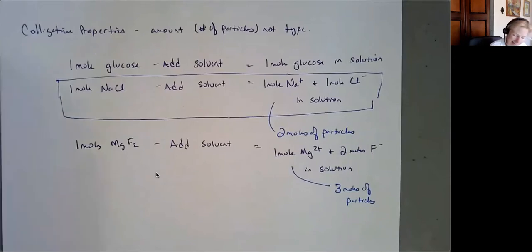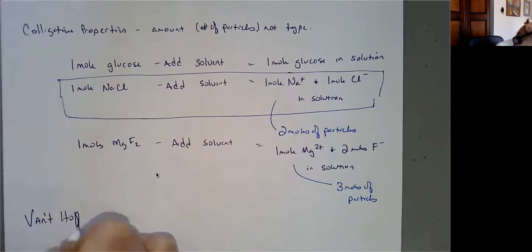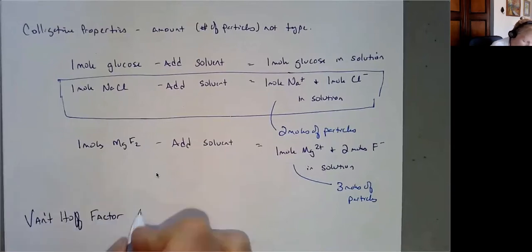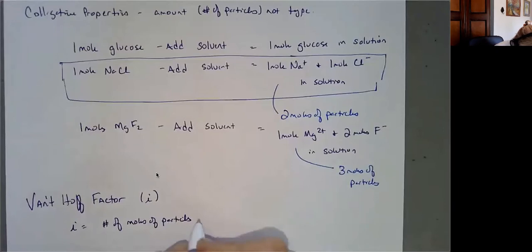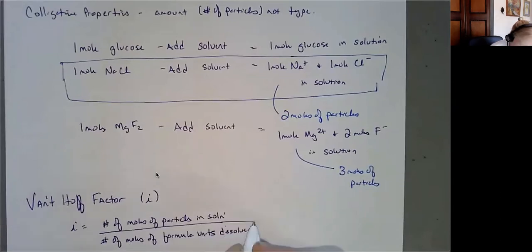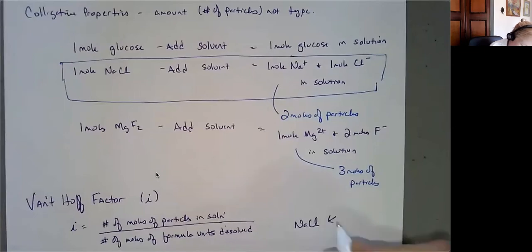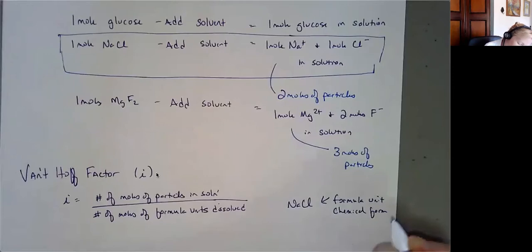The thing that allows us to do that is the van 't Hoff factor. It sounds very German. That is i. And i is going to be the number of moles of particles in solution over the number of moles of formula units dissolved. So remember, for NaCl, this would be the formula unit. It's also the chemical formula, and it's also the empirical formula.